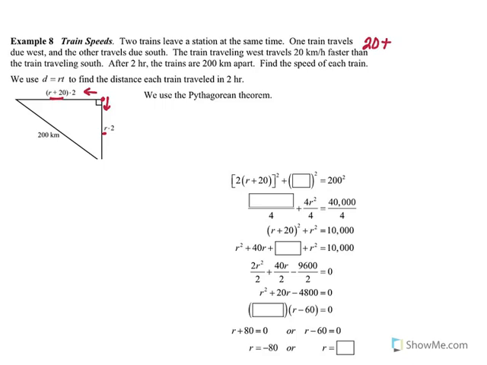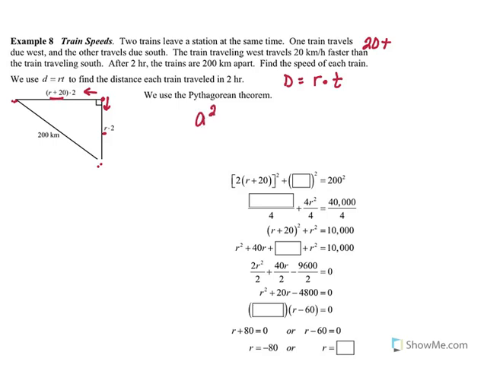We know that the time they've been traveling is 2 hours, because we know from our last unit that distance is rate times time. So we're multiplying each one of the rates by 2 because they're traveling for 2 hours. It says that from endpoint to endpoint, they are 200 kilometers apart. Find the speed of each train. So we're going to use Pythagorean's theorem.